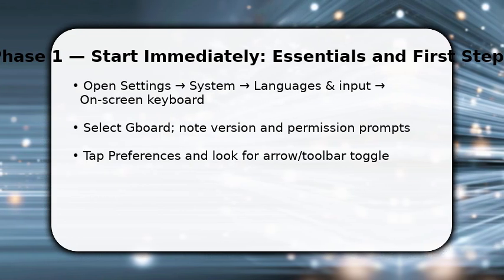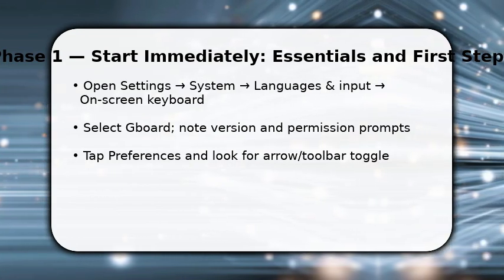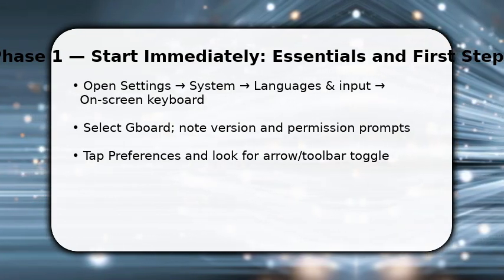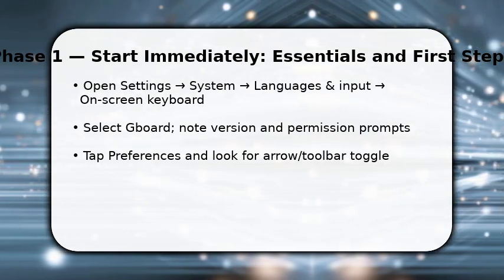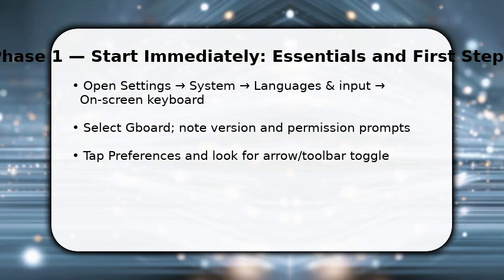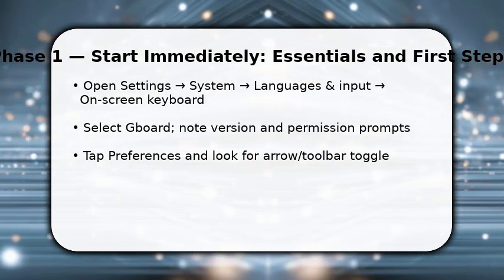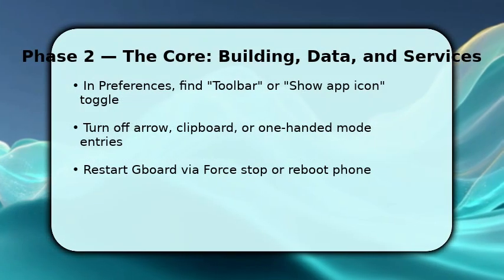Next, go into Preferences. This is where the arrow or emoji toolbar often appears. You're starting with the exact controls you will change, so follow each tap steadily, and don't skip confirming the keyboard name at the top. Now you'll locate the toolbar-related toggles inside Preferences.